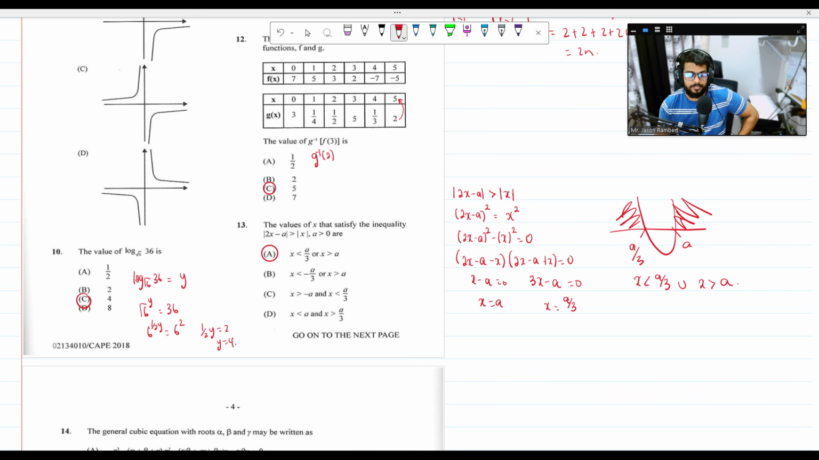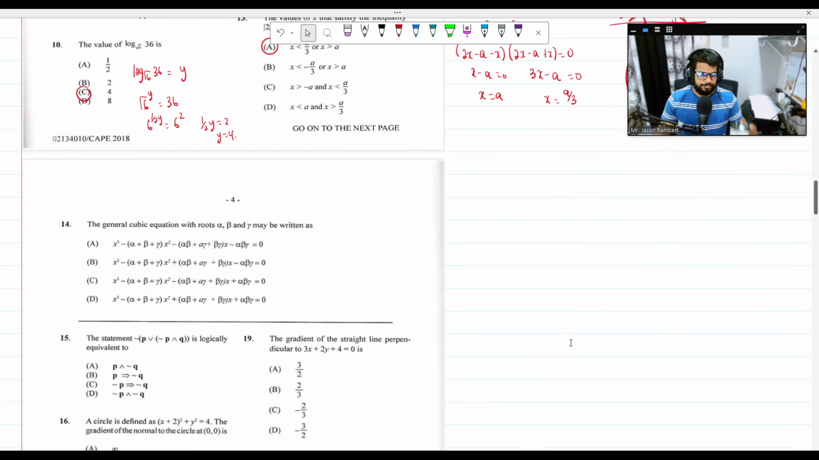But once you're comfortable with the two sets of values, don't let the word in between influence the answer too much, because it's supposed to be "and" not "or." But I know that always x is less than a over 3 and x is more than a. Right? That's all I have to say about that.